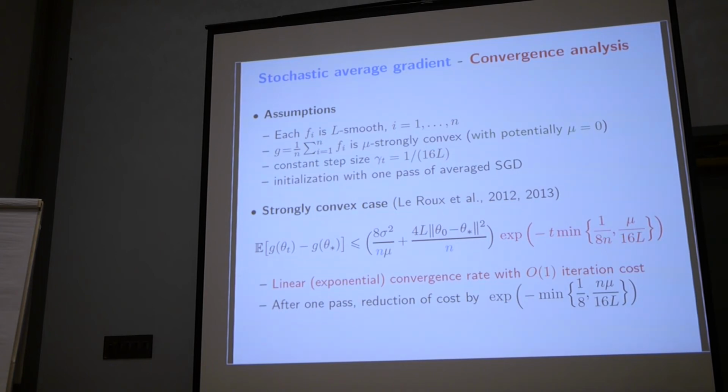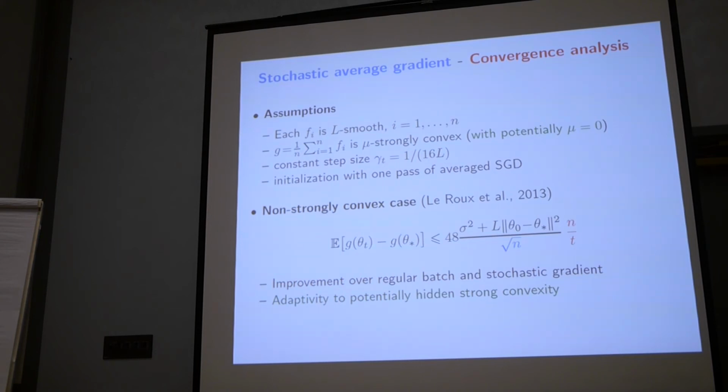Essentially we're able to beat lower bounds, but we use the extra information that we have a sum of functions. If you want to optimize G, you will never be able to beat this classical lower bound, but we can because we use the fact that we have an average of functions.